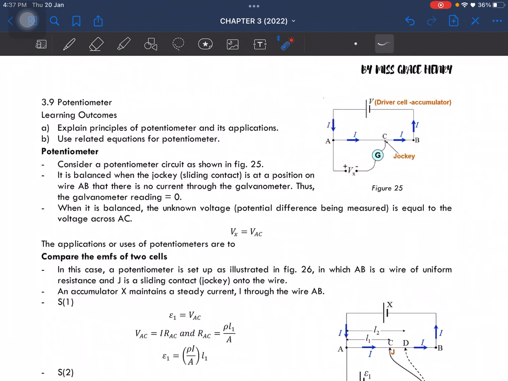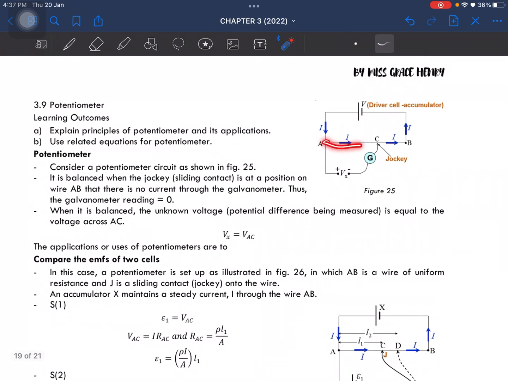So it is balanced when the jockey, which is this one here, is at a position on this wire AB here. It is balanced when there is no current flowing through the galvanometer here. Okay, so G would be equal to 0. So when G equals 0, it means that it is balanced.